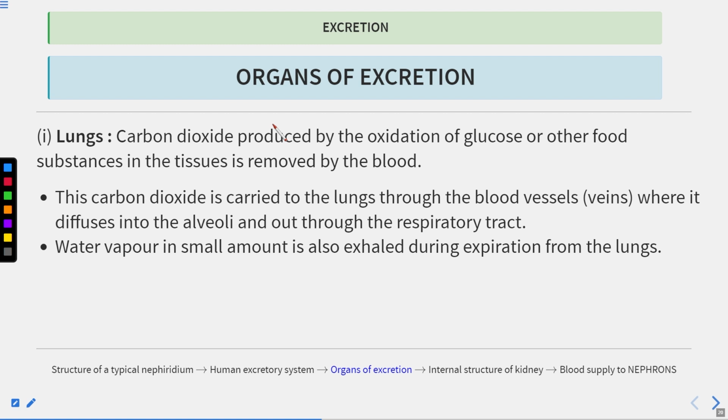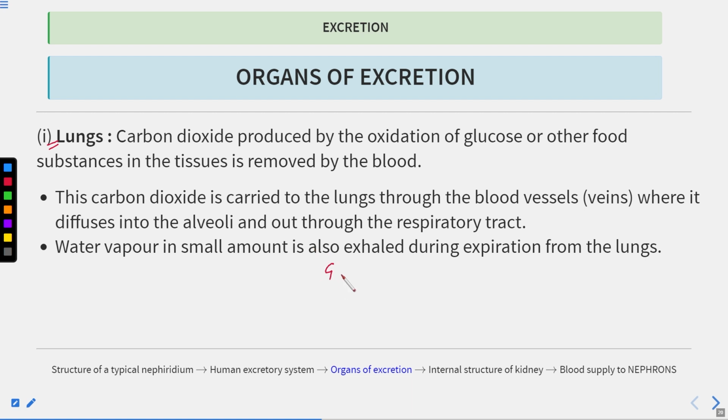Now let's talk about the organs of excretion. What are the organs that are involved in excretion? So one of the organs is the lungs. So lungs help in the elimination of carbon dioxide, which is produced during the process of respiration.